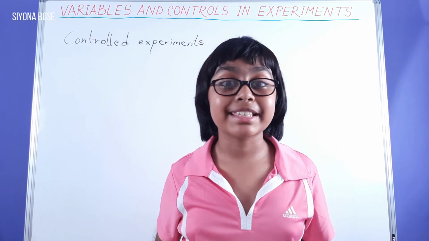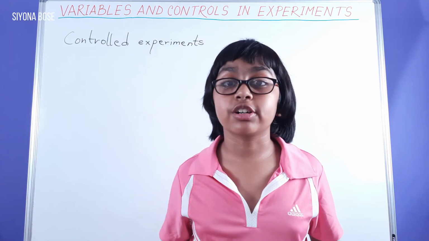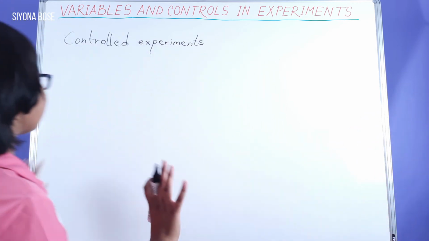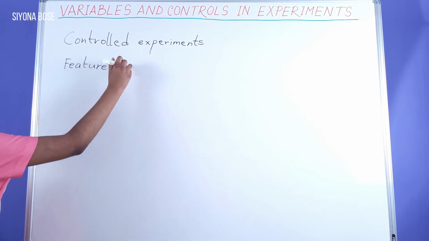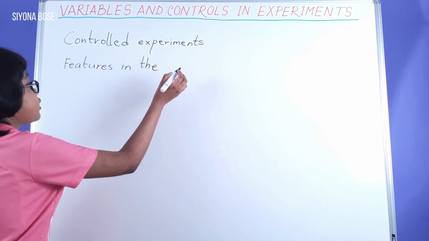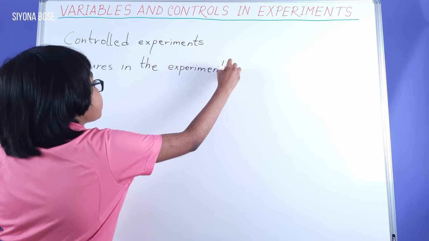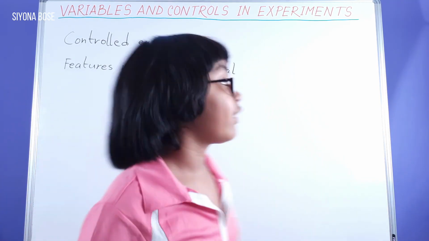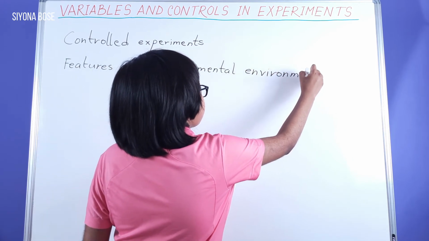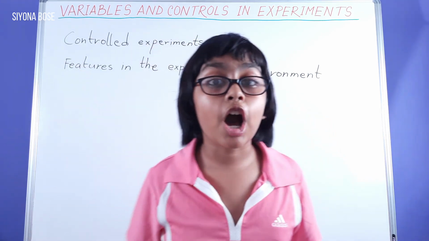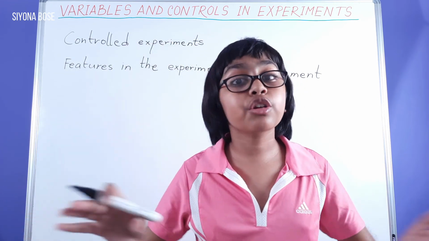About controlled experiments, it is a very common misconception that the researchers are going to control all of the features in the experimental environment. Well, this is a very common misconception. Actually, what researchers control is the unwanted variables.